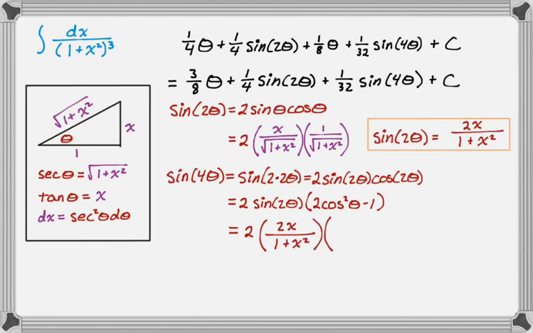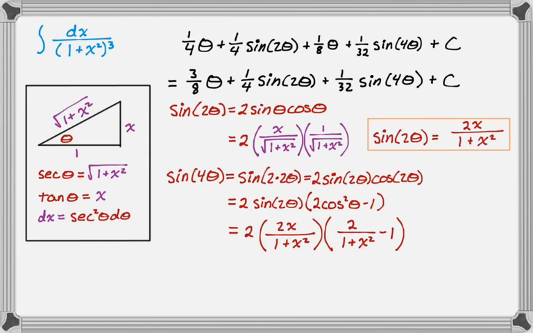And now it's going to be 2 cosine of theta is 1 over radical 1 plus x squared, so cosine squared is just 1 over 1 plus x squared. So I get 2 over 1 plus x squared and then just minus 1. And so that's going to be, we can simplify this.